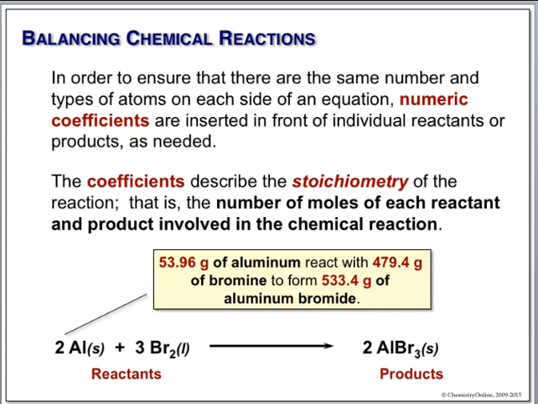In addition to the same numbers and types, mass is also conserved. 2 moles of aluminum would be the same as 53.96 grams. This is 479 grams of bromine. If you add them up, you get 533 grams of product. So mass is conserved as well in the chemical equation.